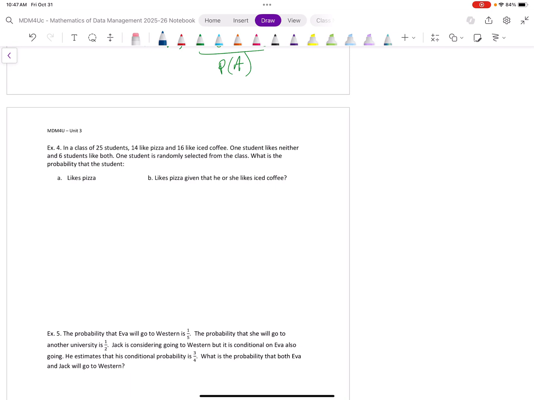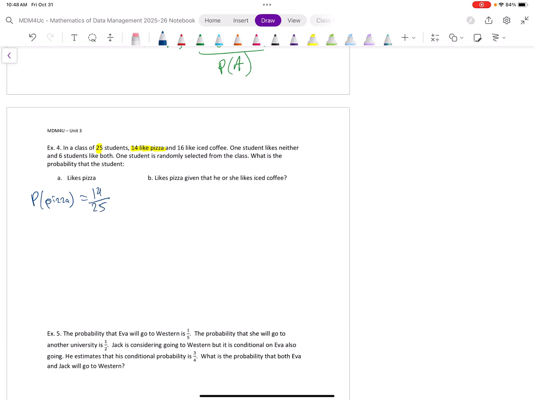So the first one, hopefully this one's easy. If I look at the probability of just liking pizza, it doesn't say that they can't like both, it's just who likes pizza. So we've got 14 people who like pizza, and we've got 25 students in the class, so this is just going to be 14 out of 25, really easy.